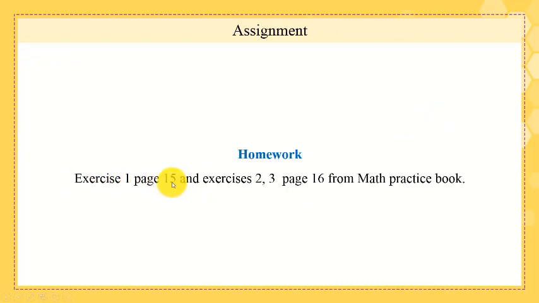Solve exercise 1, page 15, and exercises 2 and 3, page 16 from the Math Practice Book.